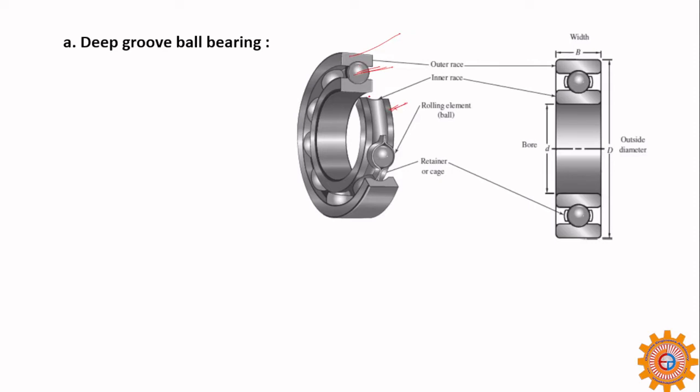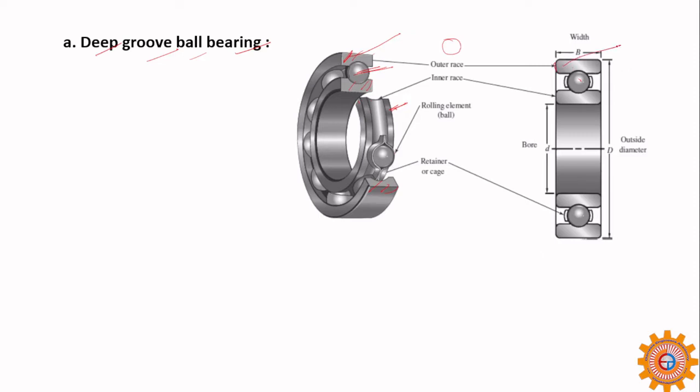So inner race and outer race will form some groove, like a circular groove. In that the ball is inserted. That is why we call it a deep groove ball bearing. Okay, so the entire thing, this part and the other part. So you can simply draw this one.